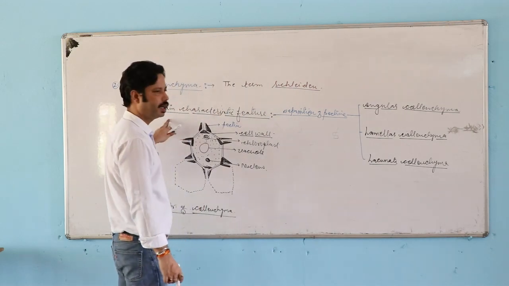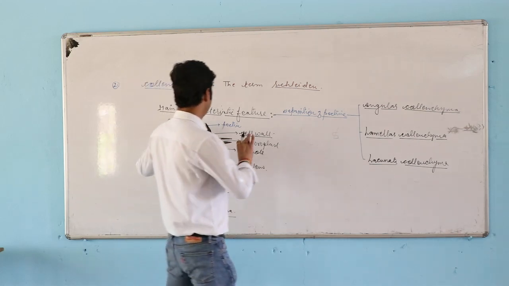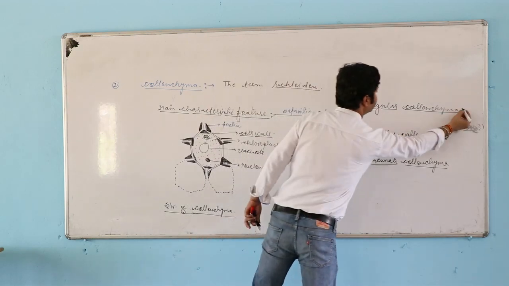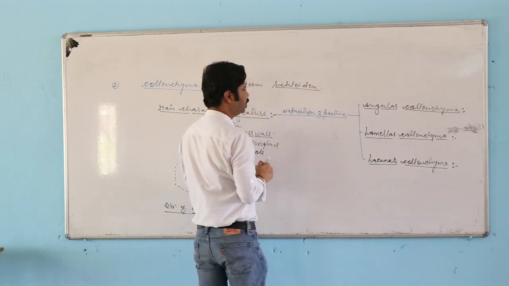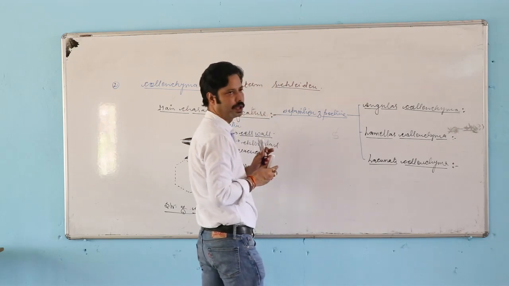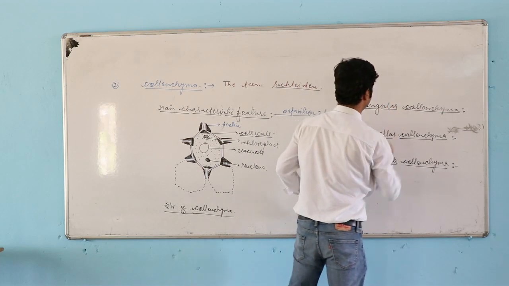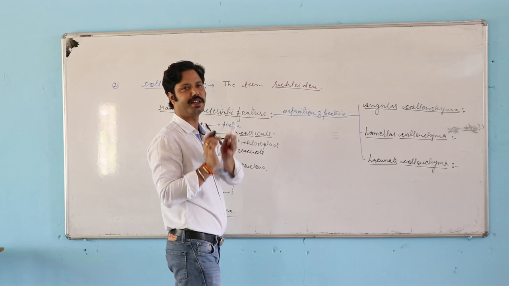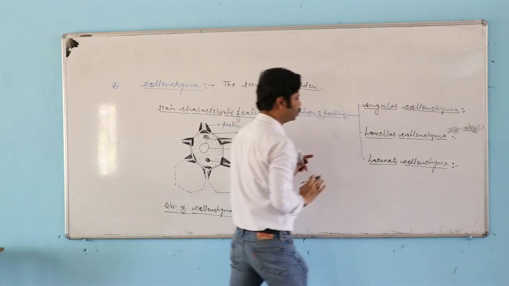Basically, collenchymatous tissues are flexible tissue. Due to the presence of these tissues, plants can be flexible in nature. On the basis of deposition of pectin, these are the following three types. Angular collenchyma. Now I am discussing angular collenchyma. In angular collenchyma, the deposition of pectin takes place at the corner of the tissue.